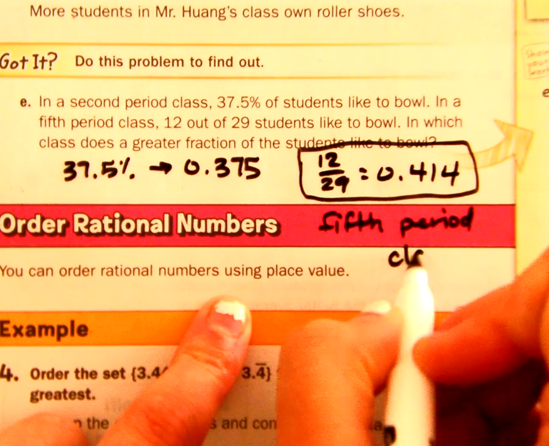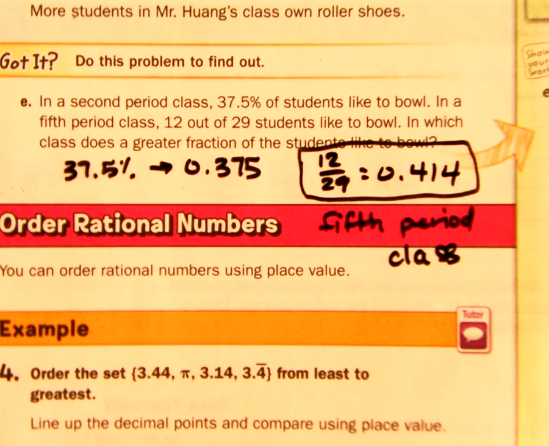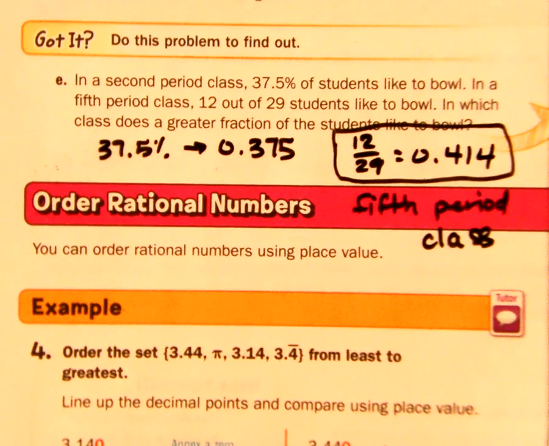So again, when we're comparing, we got to get them in the same form. So either percents, fractions, or decimals, whichever makes sense to you. Okay, then the next thing is we're going to order rational numbers. We can order rational numbers by using place value.